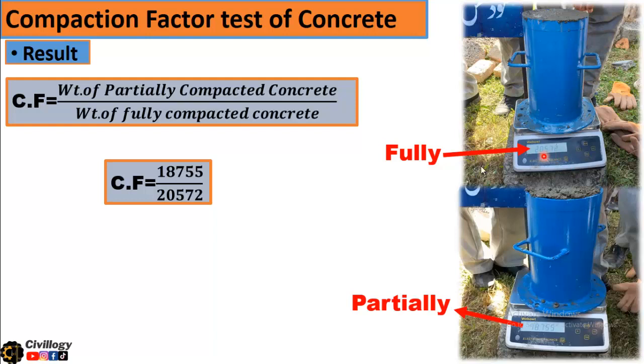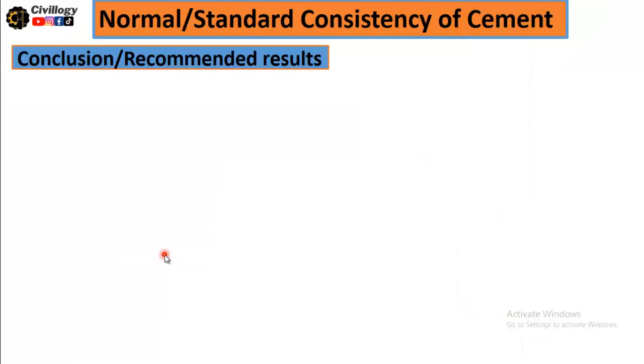As you can see over here, the weight of partially compacted is 18755 and fully compacted is 20572. So we get the compaction factor equal to 0.91. Now what does this mean? What is 0.91? Let's see.